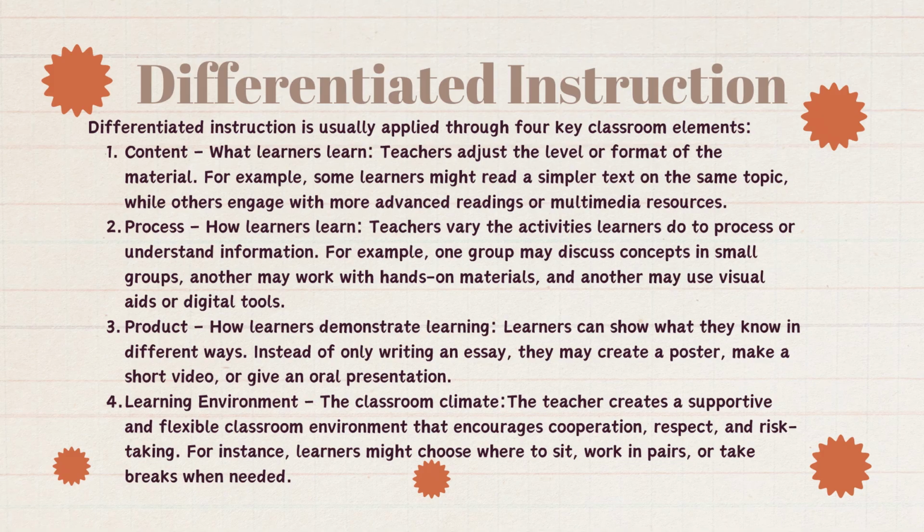Moving on to differentiated instruction. Differentiated instruction is usually applied through 4 key classroom elements. The first one is content, what learners learn. Teachers adjust the level or format of the material. For example, some learners might read a simpler text on the same topic while others engage with more advanced reading or multimedia resources.